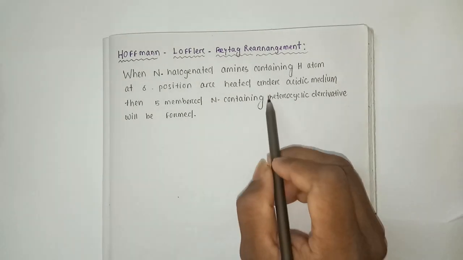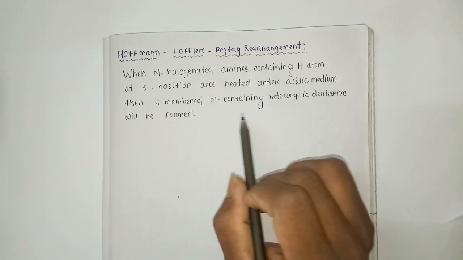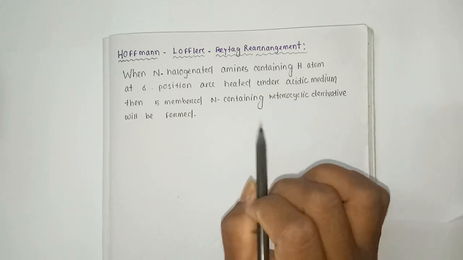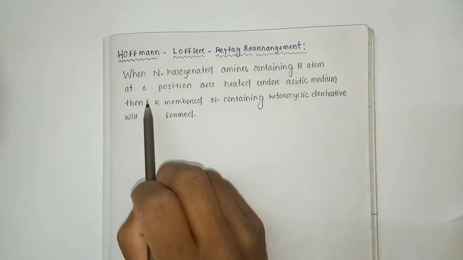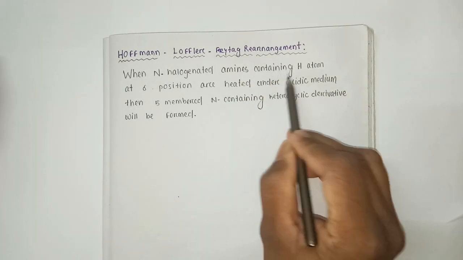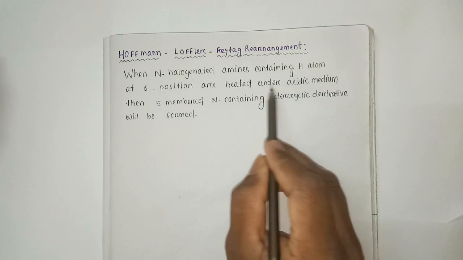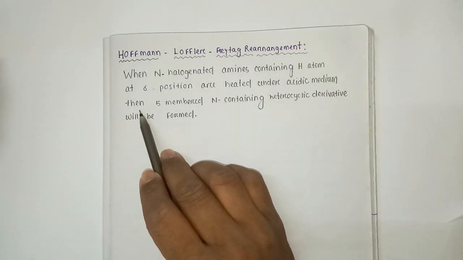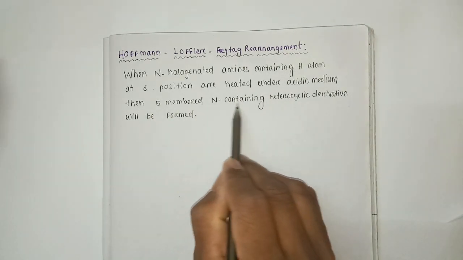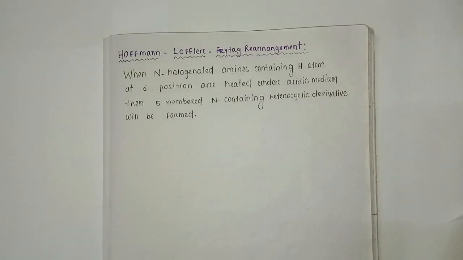When they are heated under acidic medium, we get a 5-membered nitrogen containing heterocyclic derivative. So when nitrogen halogenated amines containing a hydrogen atom at the delta position are heated under acidic medium, then a 5-membered nitrogen containing heterocyclic derivative will be formed.